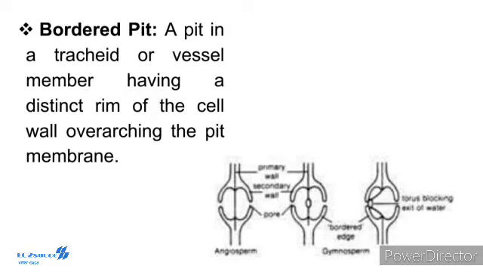The pit has several submicroscopic pores for the translocation of substances. The area of the primary wall and middle lamella present in between a pair of pits is called the pit membrane or closing membrane. The pit membrane of a bordered pit develops a swelling in the middle, called the torus.